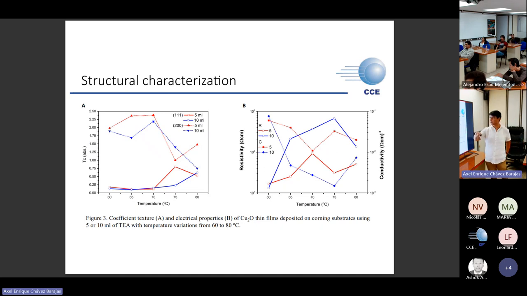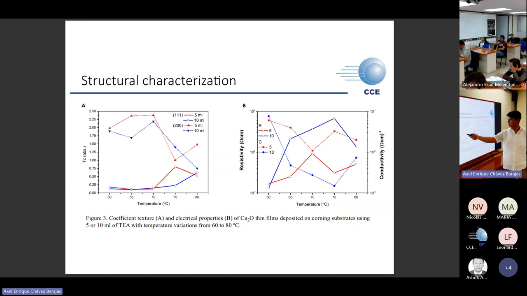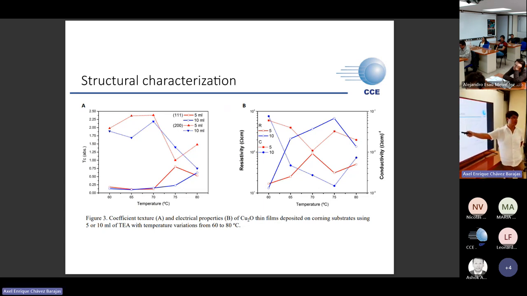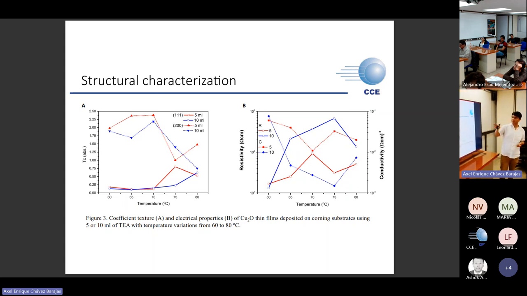Well, these are the values that I showed before, but presented as a plot. For example, if we take into consideration 5 milliliters of triethanolamine in the plane 200, this is the red plotted line, we observe an increase and then a decrease at 75 Celsius degrees. That is related with a general tendency to decrease the conductivity, but it increases again at 75 Celsius degrees. No, this is the explanation. And at 80 Celsius degrees, we observe a decrease in the plane 200, and we observe also a decrease in the conductivity. If you pay attention in the paper, more or less all coincides with this one, but not in all of the cases. This is probably related with an increase in the thickness.